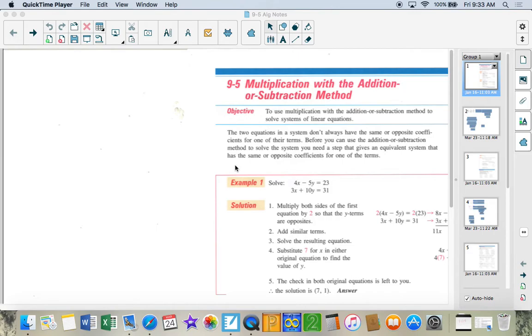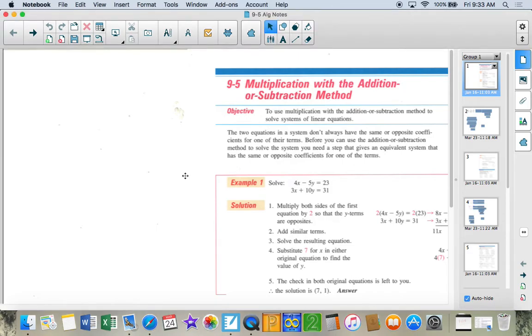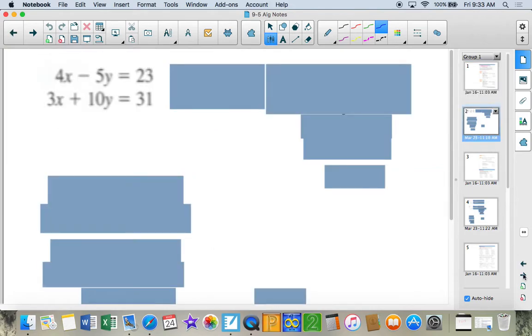9-5 multiplication with addition or subtraction. So we're still going to use the addition method for systems of equations. However, we're going to have to manipulate those equations a little bit before we cancel them, before we add those columns.